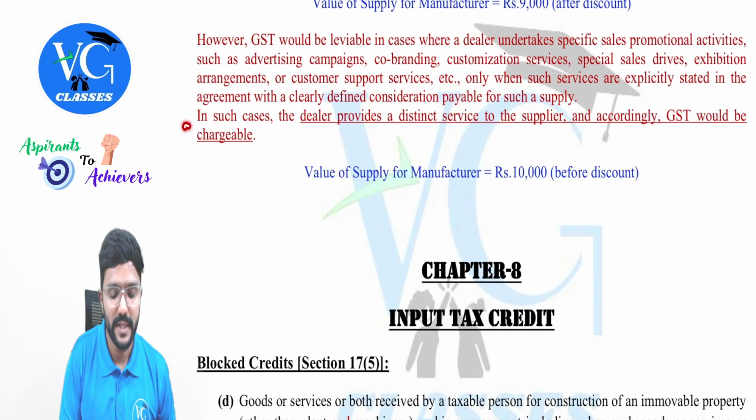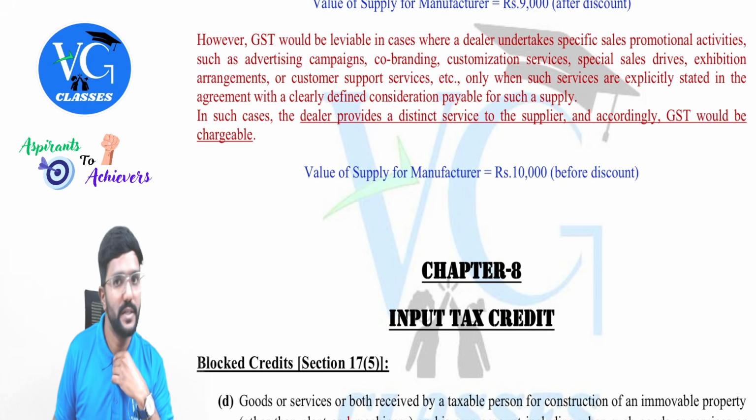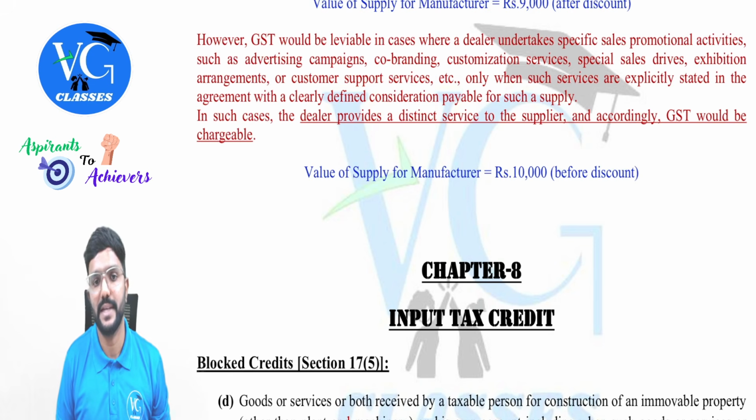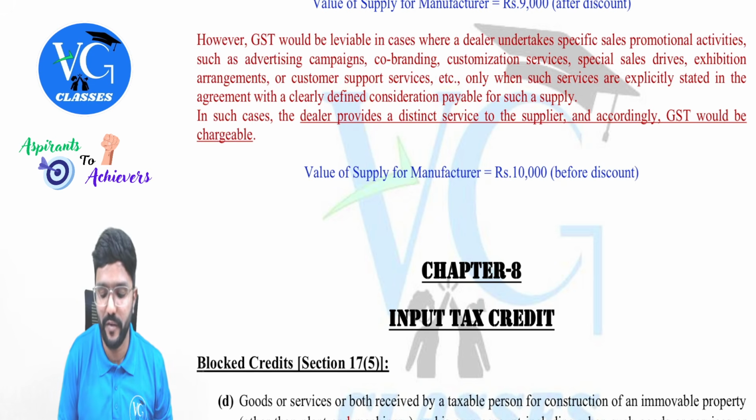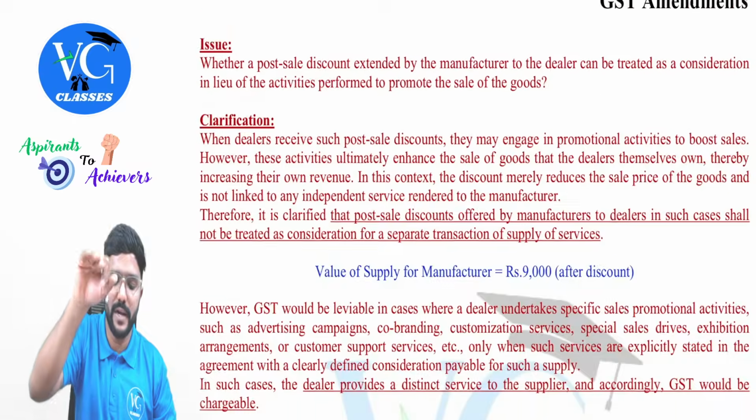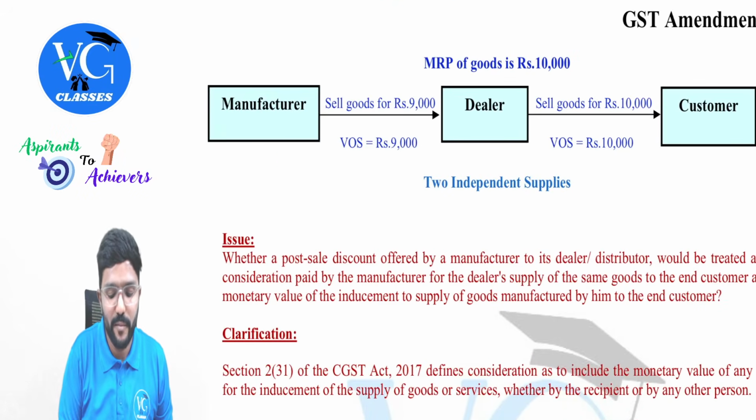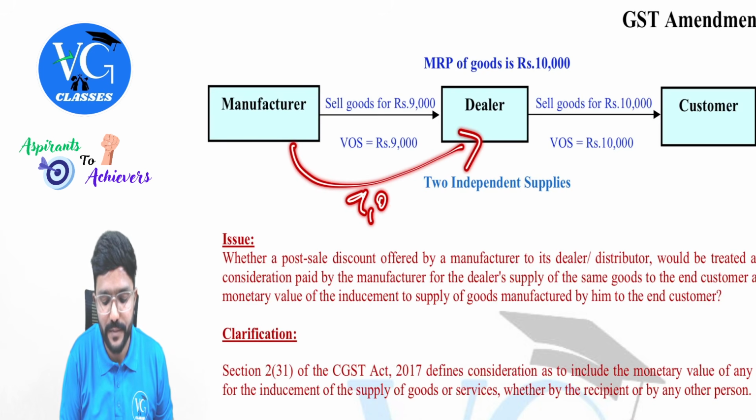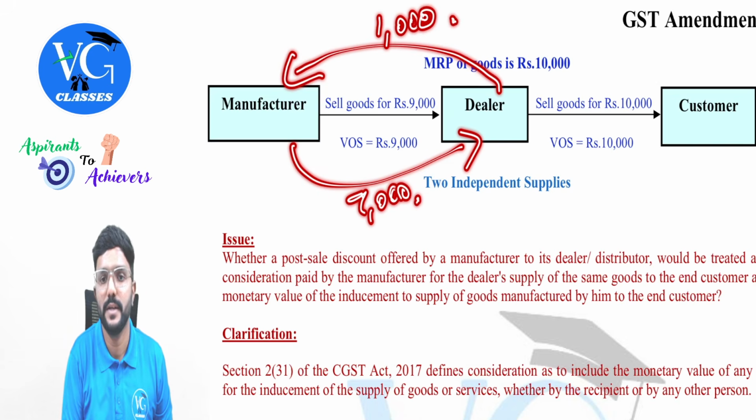In such cases, the dealer provides a distinct service to the supplier and accordingly GST would be chargeable. GST would be chargeable, guys. In that case, the value of supply for the manufacturer would be how much? Before discount, we need to take 10,000. We need to take 10,000 or else we can take it as two separate supplies. Okay. So now from manufacturer to dealer, 9,000, that is after discount, and dealer to manufacturer separately 1,000 rupees.